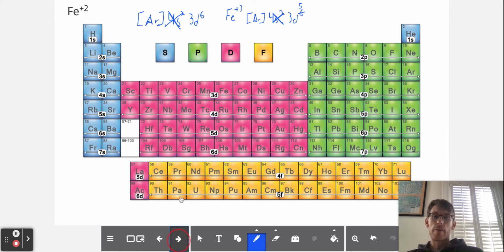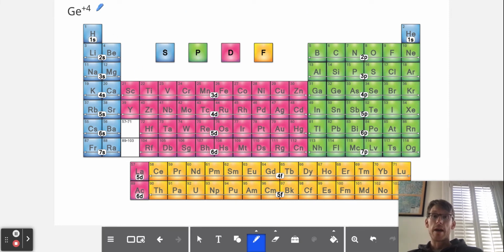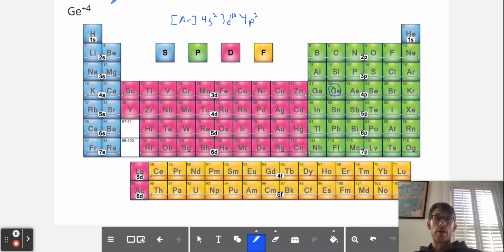Let me go over another example with you, which is for germanium plus 4. And germanium being over here has the configuration Ar, 4s2, 3d10, 4p2. And so it will lose 4 electrons.